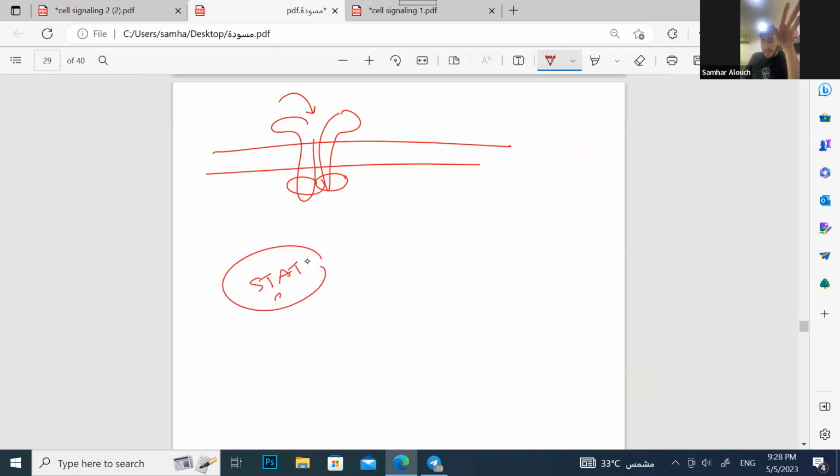Luckily enough, Stat has SH2. So that's good. It's not Ras. Ras doesn't have SH2, so it needs an adapter protein. But Stat has SH2. So SH2 can go and bind here and be activated with Stat. So Stat can bind to the receptor tyrosine kinase and be activated. Good. Then why do we need Jak? Stat needs a lot of phosphorylation.